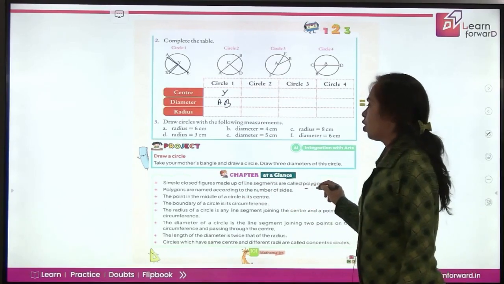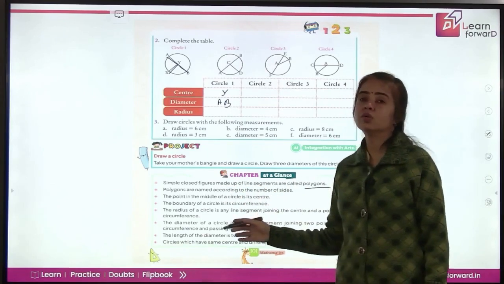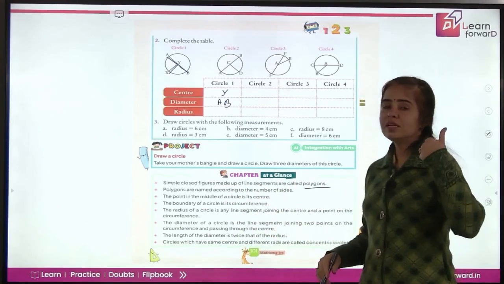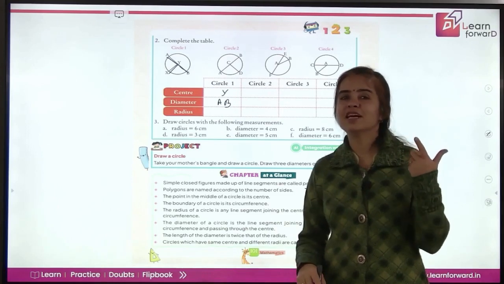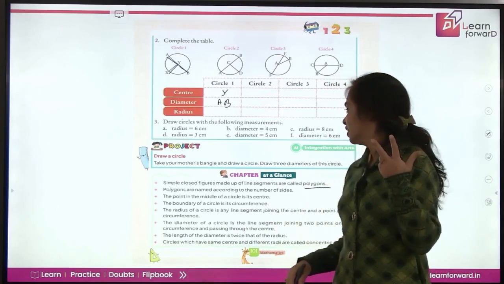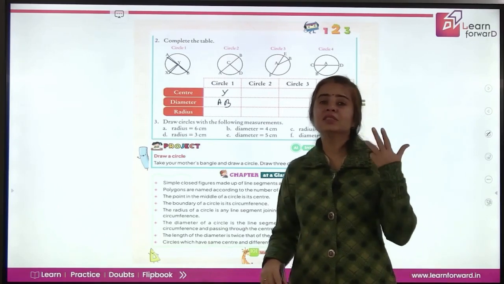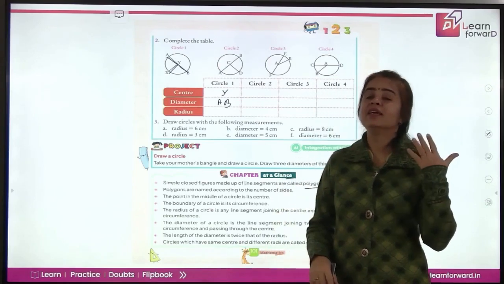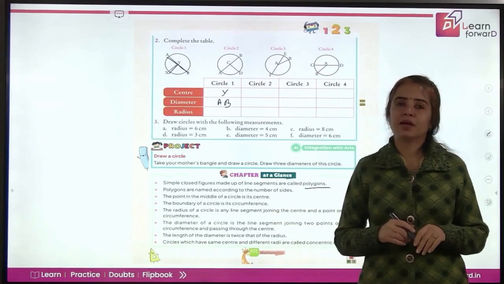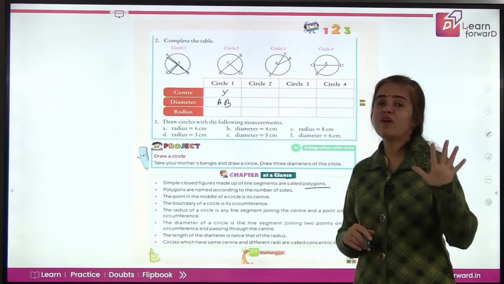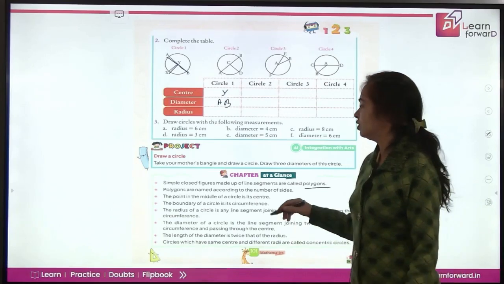They are called polygons. Polygons are named according to the number of sides. So 3 sides is triangle, 4 sides is quadrilateral, 5 sides is pentagon, 6 sides is hexagon, and 7 sides is heptagon. So we have learned the names of these 5 polygons.